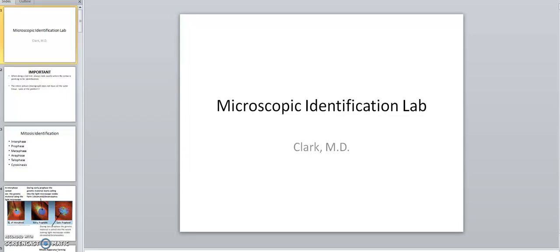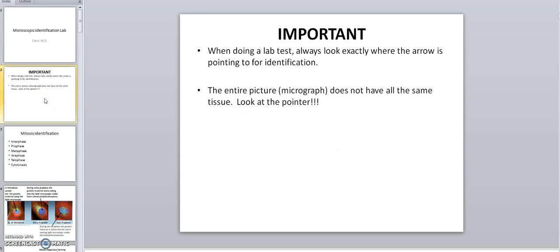Okay, class, I've put together this microscopic identification lab. Again, like I said, this is something I'm putting together to do this online because this is not my preference, but maybe this might be able to help you here. Okay, so my microscopic identification lab. Now, the first thing is, when doing a lab test, which we call a lab practical, always look exactly where the arrow is pointing to, for identification. Let me show you what I'm talking about.